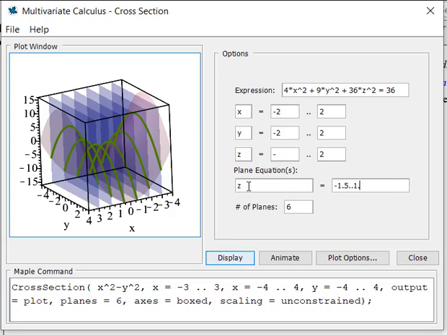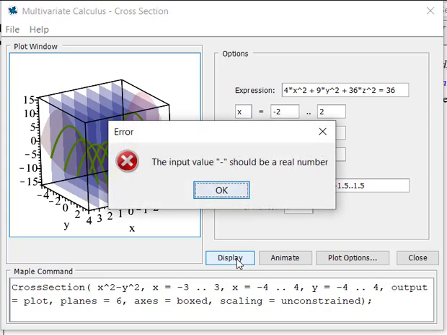Let's say -1.5 to 1.5 in the z direction. If I go every half of a unit, that's going to be a grand total of 7 cross sections. I could make any number of cuts as I wanted to.